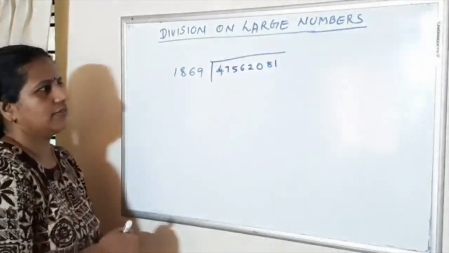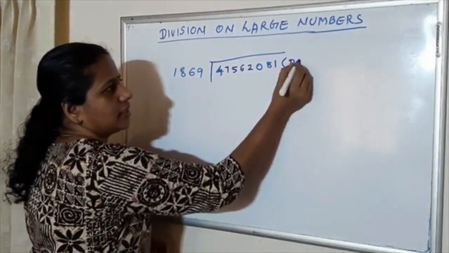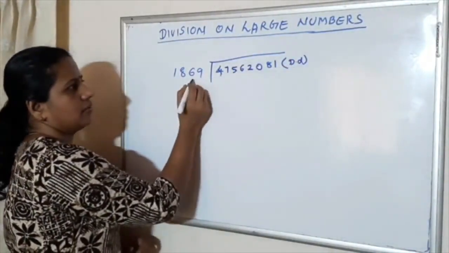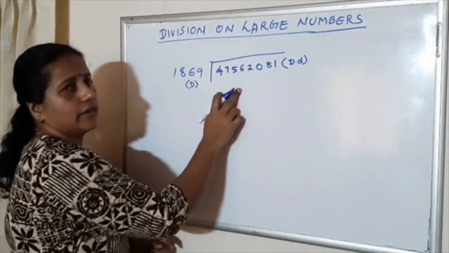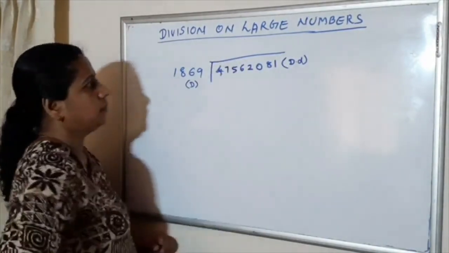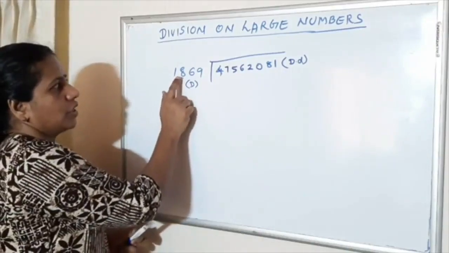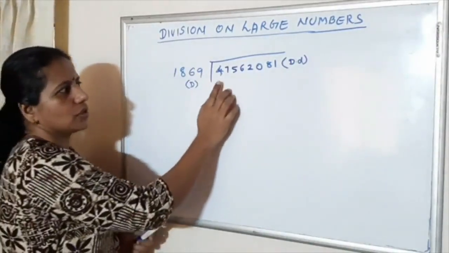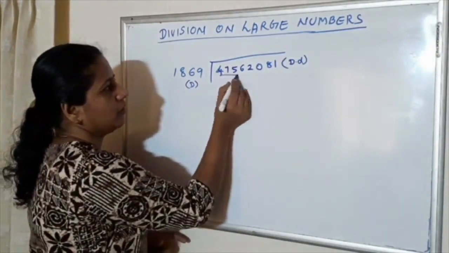Next, divide. Okay. This is our dividend and this is our divisor. And we have to find the quotient and remainder. Okay. So first, look at the divisor. 1, 2, 3, 4 digit number. So take 4 digit number. 1, 2, 3, 4. Okay. 4 digit number.